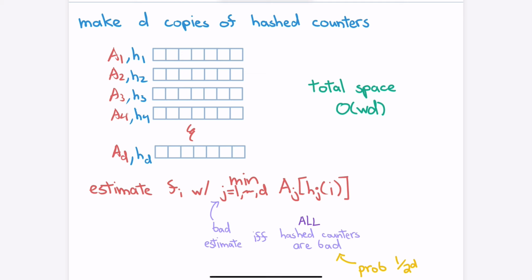Okay, I blew it. That's okay. So the minimum is a bad estimate if and only if all of them are bad. But each one is bad with probability 1/2. So it's like flipping all these coins and they all come up tails. That's (1/2)^D.